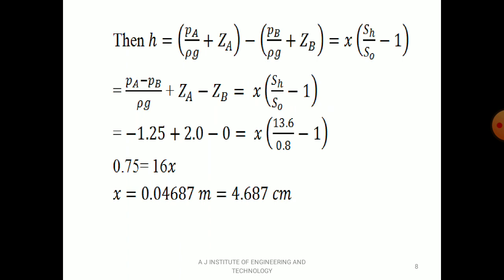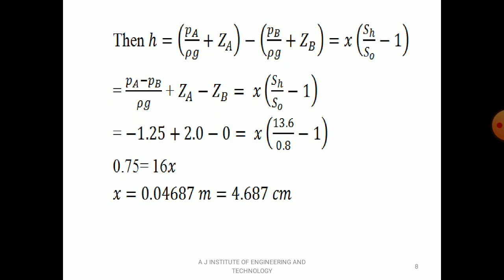So then H equal to PA divided by rho g plus ZA, minus PB divided by rho g plus ZB, equal to x into SH divided by SO minus 1. So ZA and ZB values you are supposed to find. For a horizontal venturimeter, it is P1 divided by rho g minus P2 divided by rho g equal to H. Now here it is an inclined or vertical venturimeter. So ZA and ZB values are not equal to 0 here, so you are supposed to consider ZA and ZB.